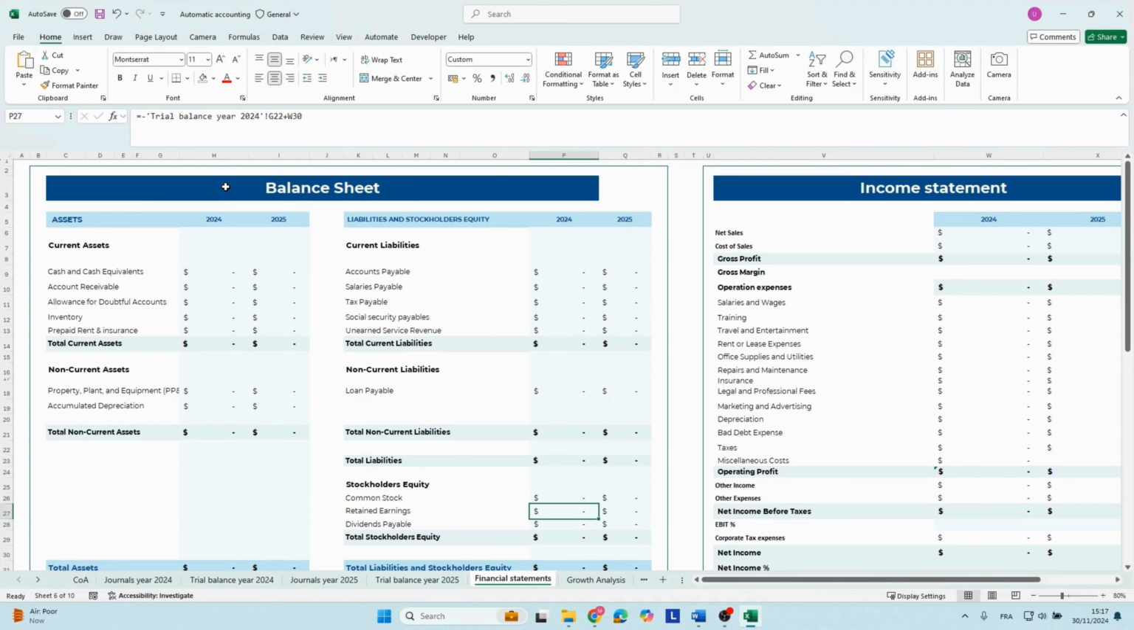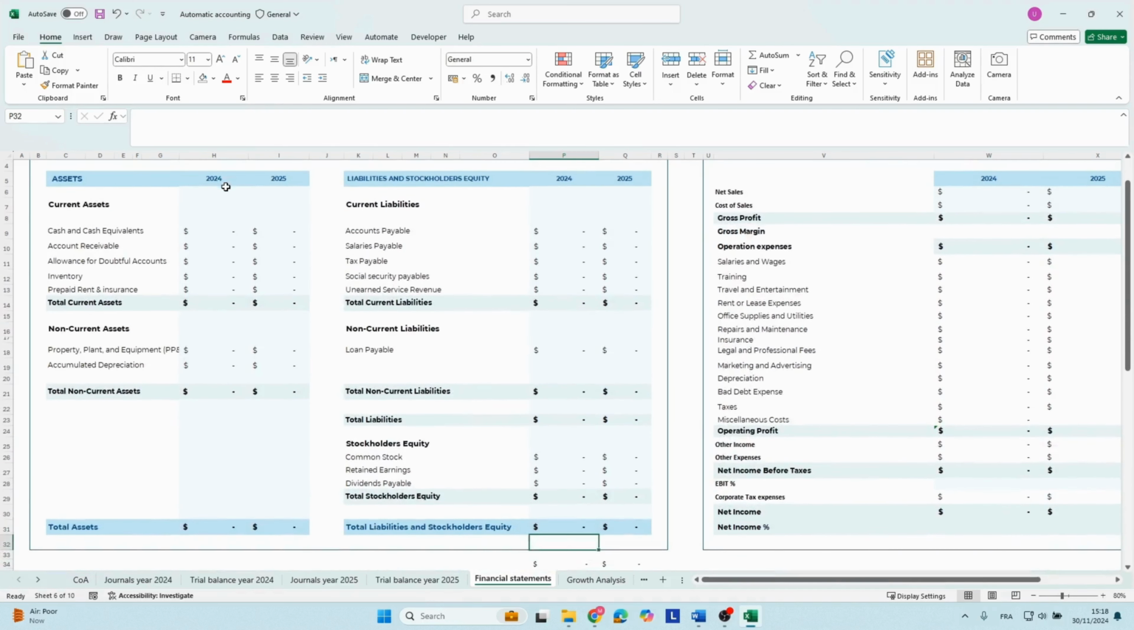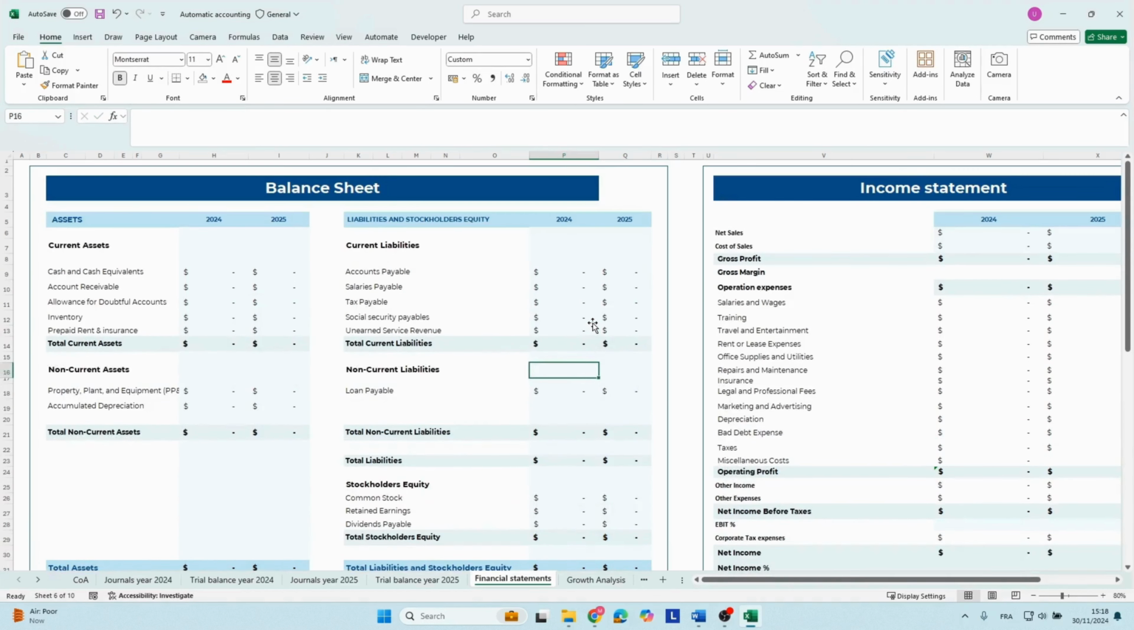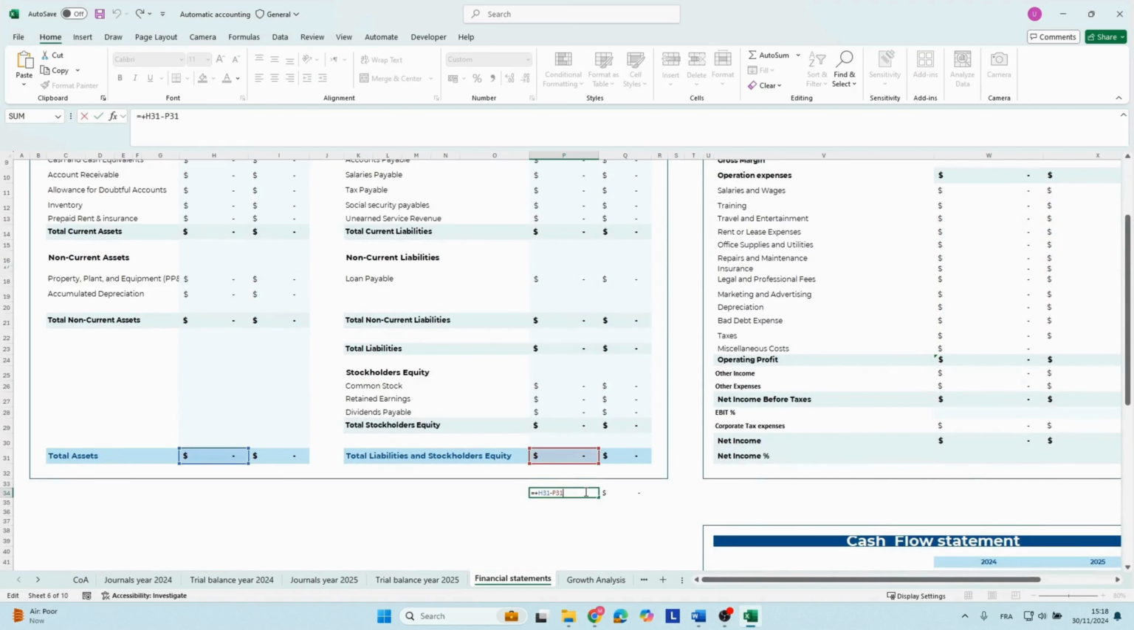We have retained earnings, dividend payable, and the total shareholders' equity. Then we have the total liabilities and shareholders' equity, which is the addition of total liabilities plus the total shareholders' equity. So we are done with the balance sheet accounts. We make sure that total assets equal total liabilities and equity. The same thing for the second year.